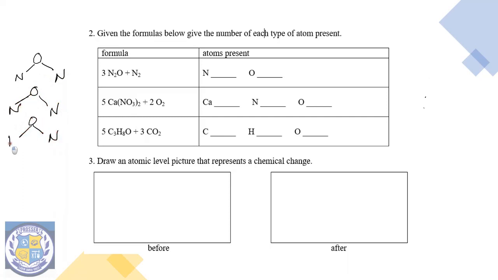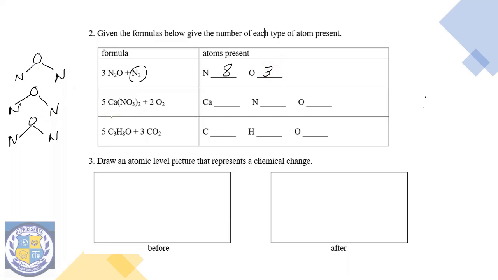Now, once you do a couple of these, you're going to find that you can do this in your head. So there's 3 of them. Each one has 2 nitrogens, so that's 6 nitrogens total. But then you have this N2, so you have to add 2. So that would be 8 nitrogens. How many oxygens? Well, 1, 2, 3.